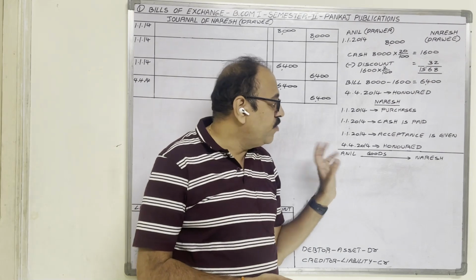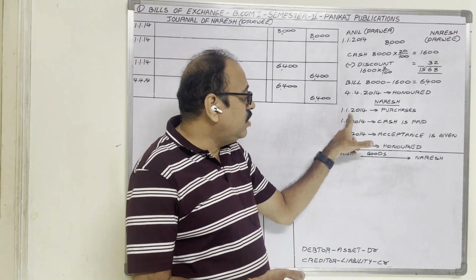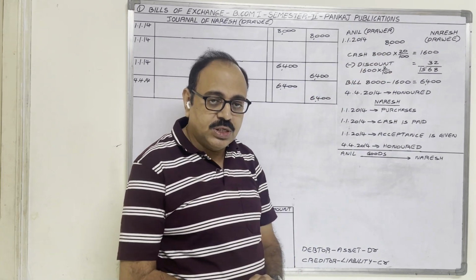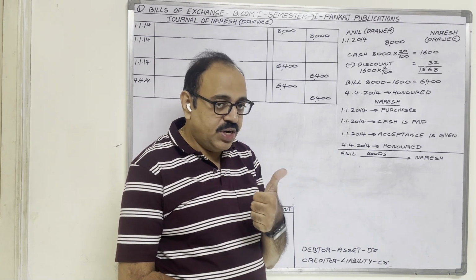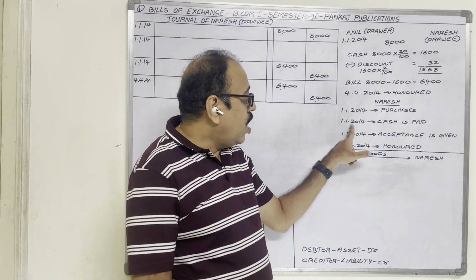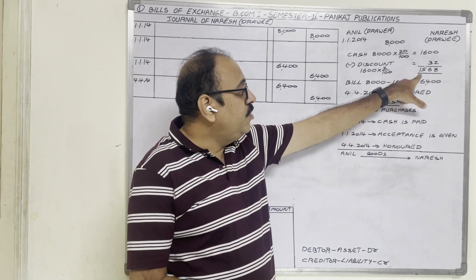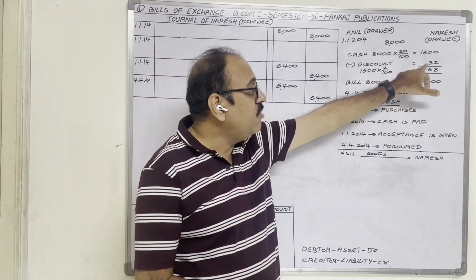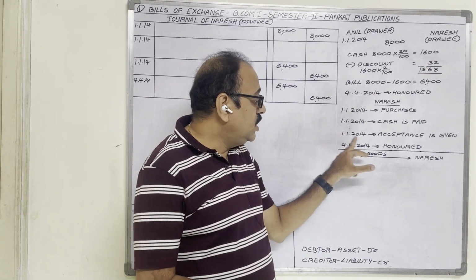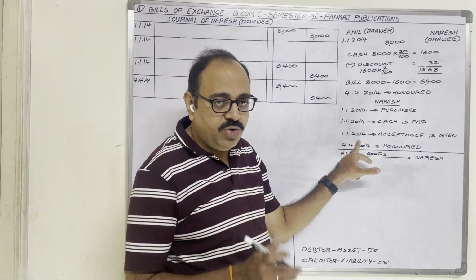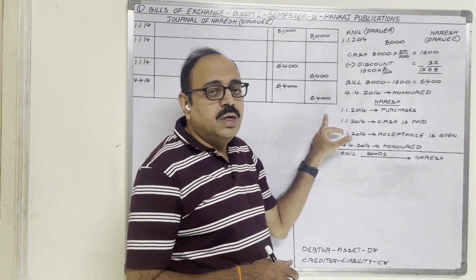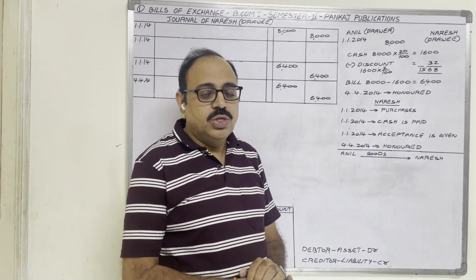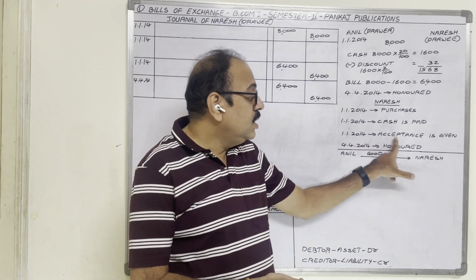See, from Naresh's point of view, first what happened? On 1st January 2014, Naresh purchased goods from Anil for 8,000 rupees. So for these purchases, we have to write the first entry. Next what happened? On the same day, Naresh paid 1,568 rupees to Anil and Naresh received a discount of 32 rupees. Then on the same date, for the remaining amount 6,400, Anil prepared a bill. He presented that bill to Naresh and Naresh is giving acceptance on that bill. So for giving acceptance, we have to write the third entry.